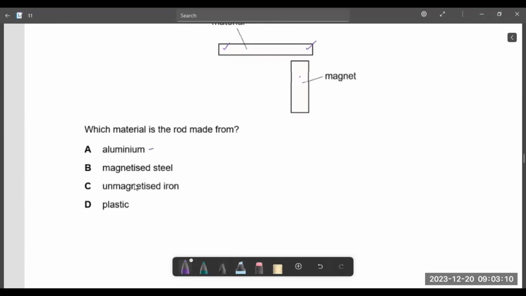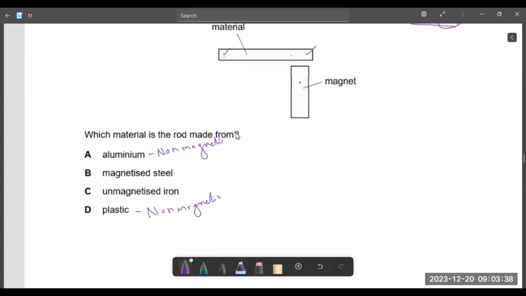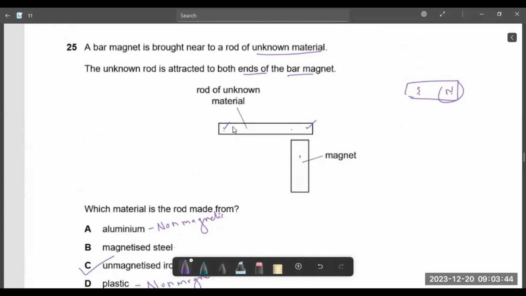aluminum is a non-magnetic material. In the same way, plastic is also a non-magnetic material. And magnetized steel: if you are using magnetized steel, both ends will not get attracted. Magnetized steel will have one end as north and one end as south, so only one of these poles will get attracted to the magnet. But in the case of unmagnetized iron, the right choice is C, unmagnetized iron. As it is unmagnetized, either of the ends will get attracted towards this magnet.